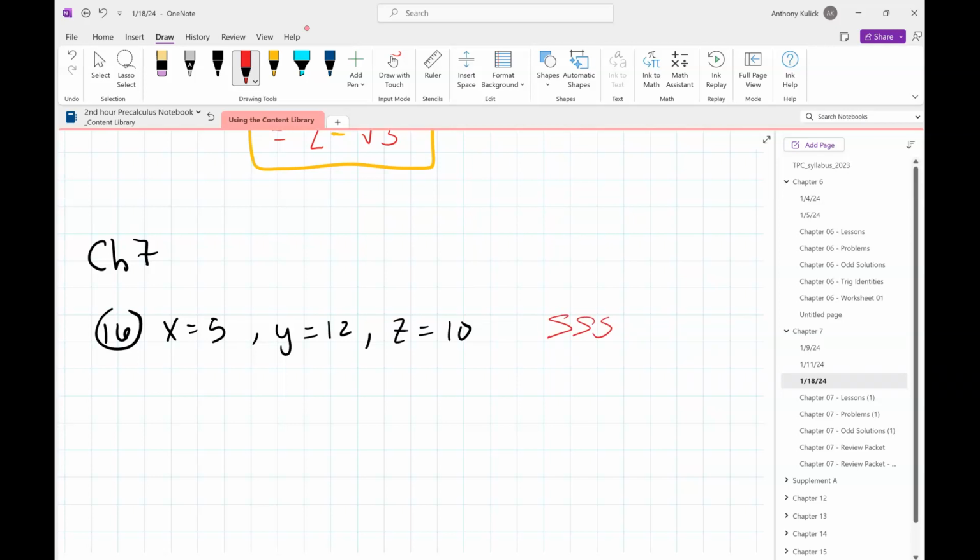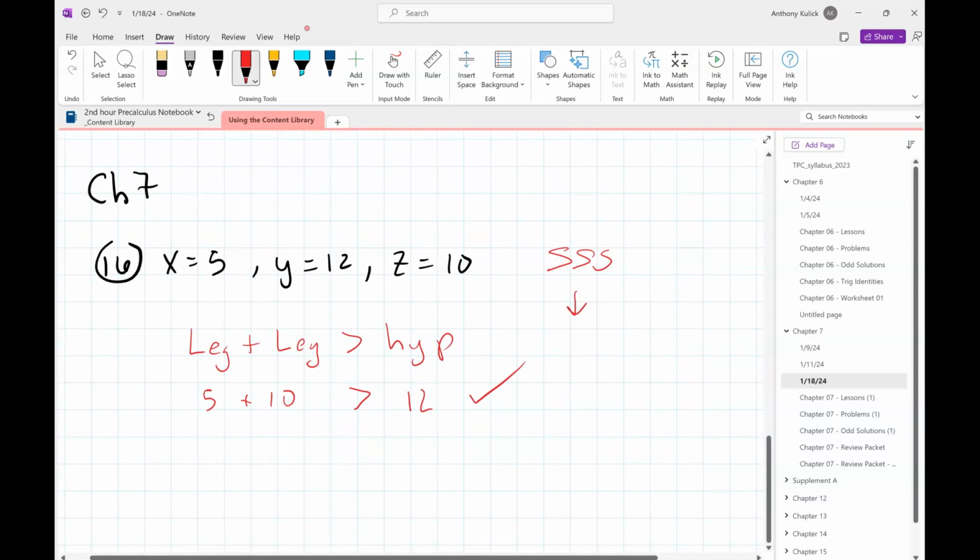Now, before I start a side, side, side problem, there's something I need to check first to make sure the problem's even possible. Does anybody remember what is the first thing we need to check on a side, side, side problem? Great. So the sum of the two legs has to be greater than the hypotenuse. Which one of these is the hypotenuse? 12. How'd you know that, Ellie? It's the biggest one. So 5 plus 10 is certainly bigger than 12, so this problem is possible.